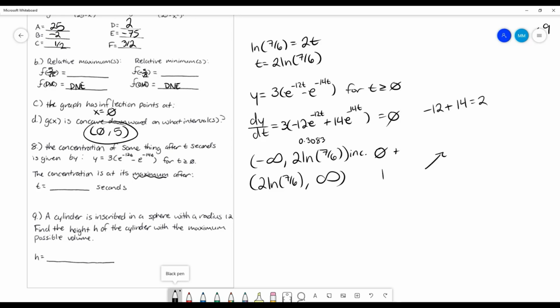If I plug in a 1, I'm going to get negative 12 times e to the negative 12th plus 14 times e to the negative 14th, which is then negative 12 over this, which is, this certainly seems bigger, but I'm not confident, so I'm going to use a calculator for this bit.